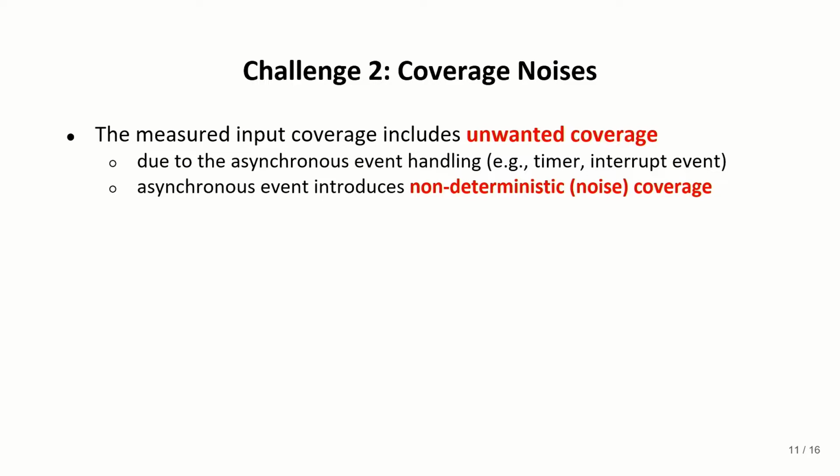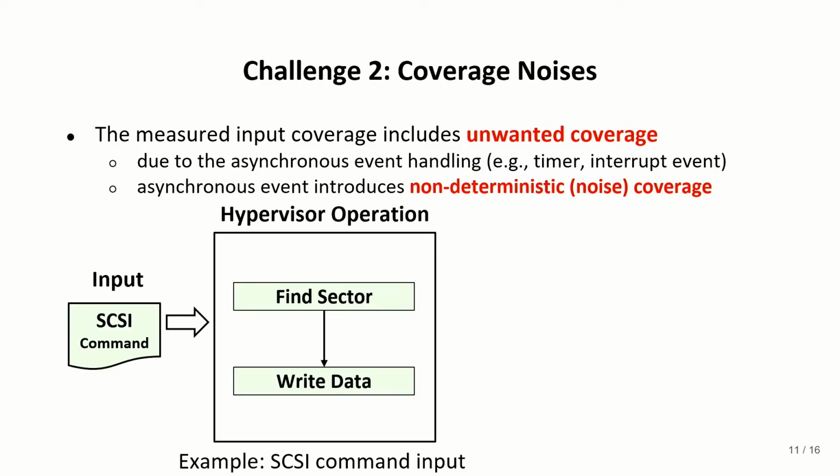While we measure the input coverage for inferring hidden semantics, we found that the measured input coverage includes unwanted coverage. This is because the hypervisor virtualized asynchronous event. The asynchronous event can be a timer or interrupt event. This asynchronous event is performed in the middle of the hypervisor operating on the input, and it introduces a non-deterministic coverage. To make it easy to understand, let's use the previous example.